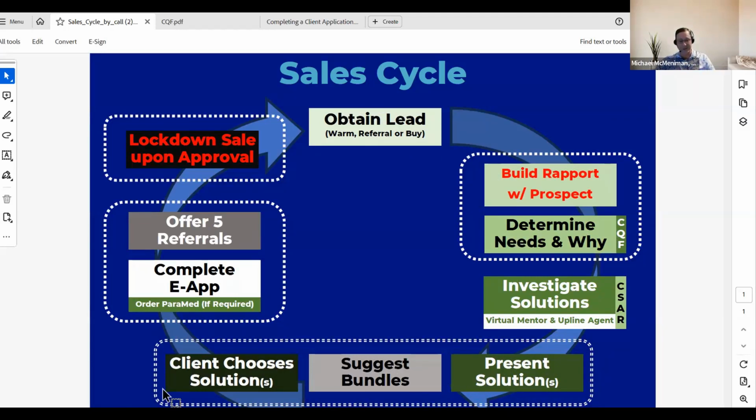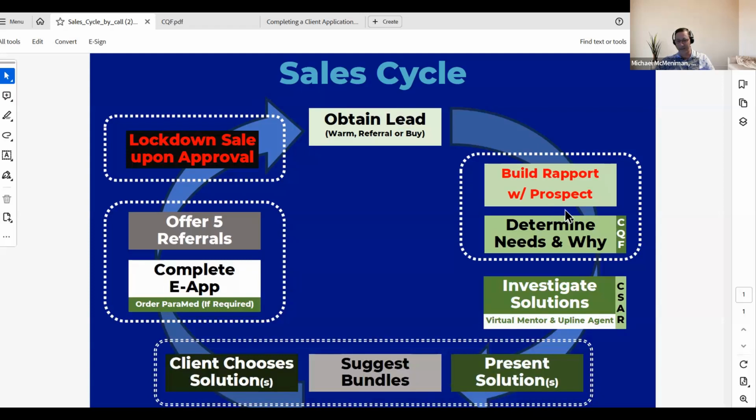The client chooses the solution. You then complete the application. In that process, hopefully you can get referrals then or ask them to think about it. And then once the policy's issued, you're locking down the sale upon approval, and then hopefully getting new leads and repeating this process. Like the shampoo bottles say, lather, rinse, and repeat. First call, filling out the CQF. Then you're doing research. Then you're presenting the solutions. They're making a choice. You're filling out the application and you're locking down the sale. And then you're starting over with the next referral.